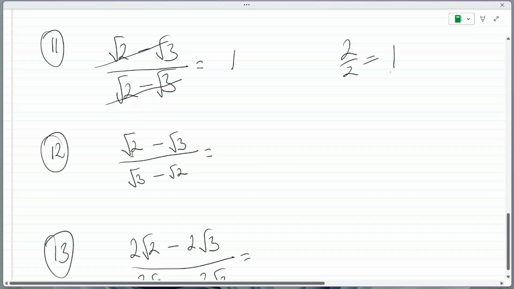Question 12 looks similar, but it's quite different. You have root 2 minus root 3 over root 3 minus root 2. They are not the same. Here the root 2 has a positive, the root 3 has a negative. Here the root 3 has the positive and the root 2 has a negative. You can rearrange.